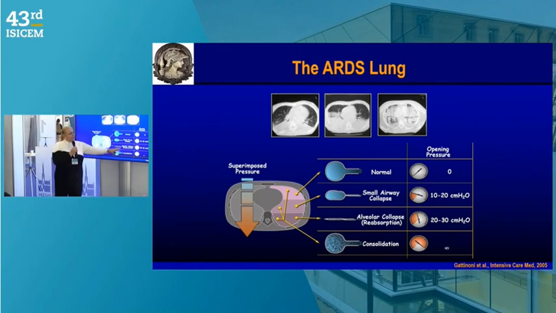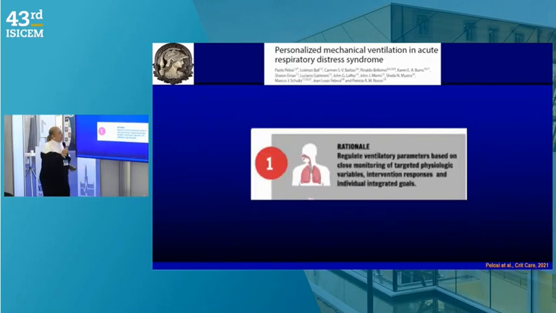Because if we decide to use 20 to 30 centimeters of water, okay, we may open the alveolar collapse and even the small airway collapse, but we may overdistend one part of the lung, and we may induce a huge inflammatory process. So how to deal with it?